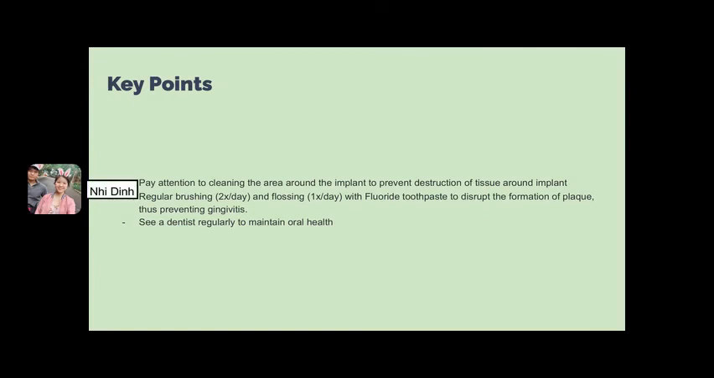Hopefully you now have an idea of oral health and why the oral hygiene habit is really important in order to maintain good oral health. Please pay attention to cleaning the area around the implants to prevent the destruction of tissue around the implant. Brush regularly, twice a day, and floss at least once a day with fluoride toothpaste to disrupt the formation of plaque. Third, prevent gum inflammation. See a dentist regularly to maintain oral health.